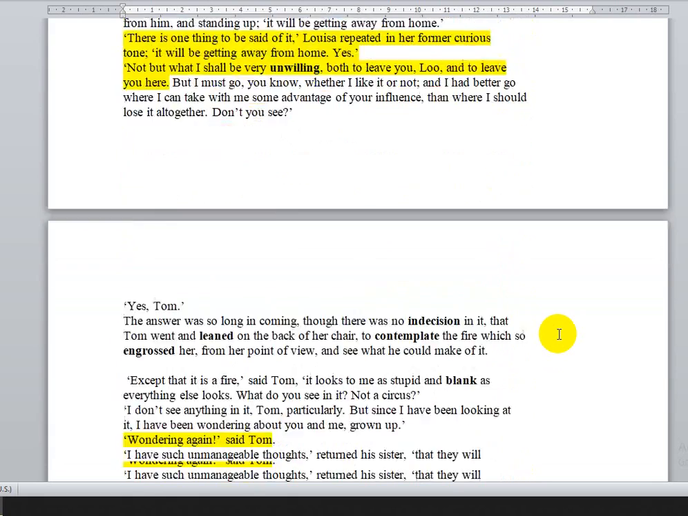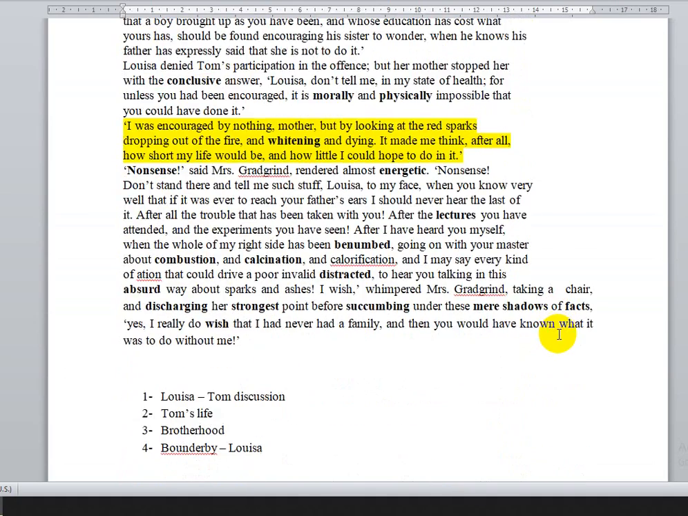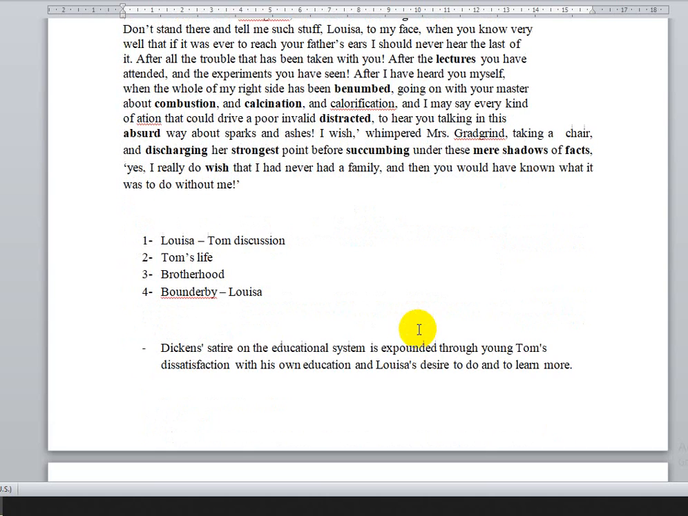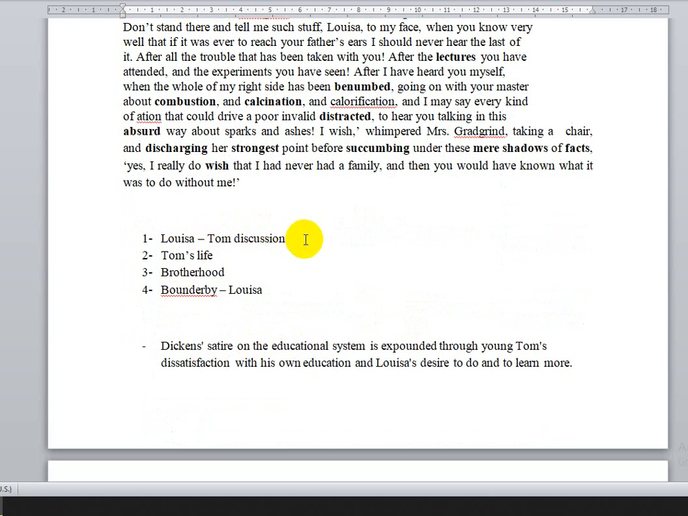And finally, we have the important quotation of Louisa, where she says, "My life is short, and I don't know what I can do in this short life under such circumstances." So Louisa and Tom's discussion is shown here. Tom's life and what he plans to do, the bond between Louisa and Tom, and how they are very close to each other. Bounderby and Louisa, a reference here, because Tom made it clear that Bounderby likes Louisa and she is his pet.